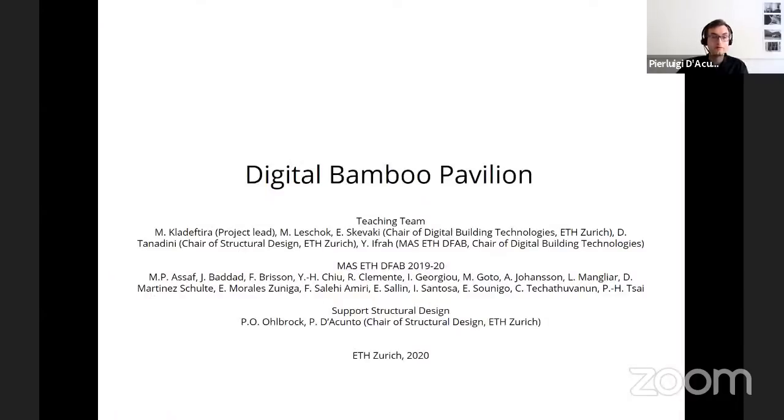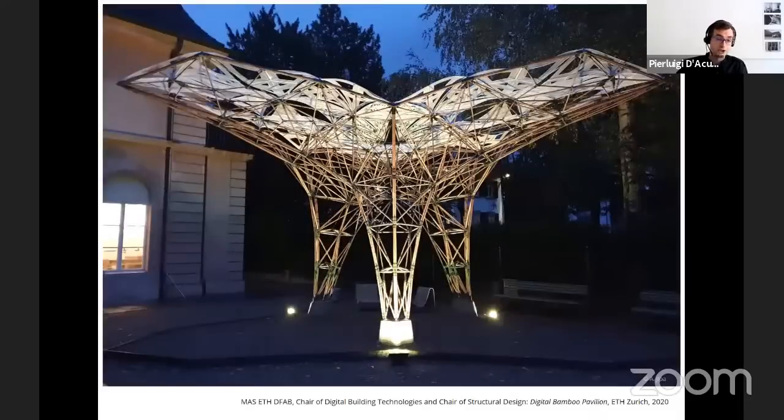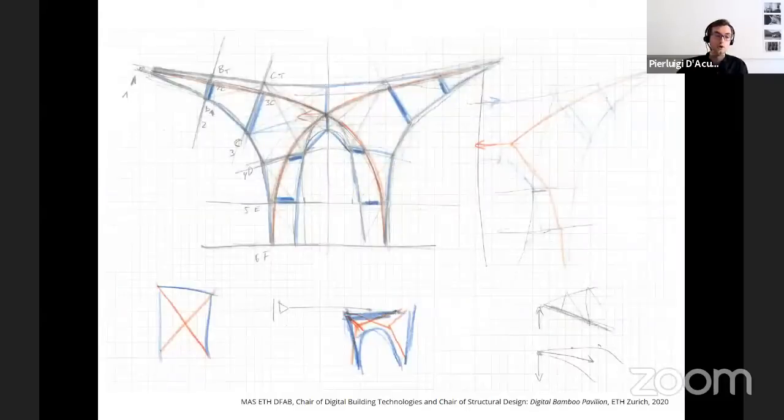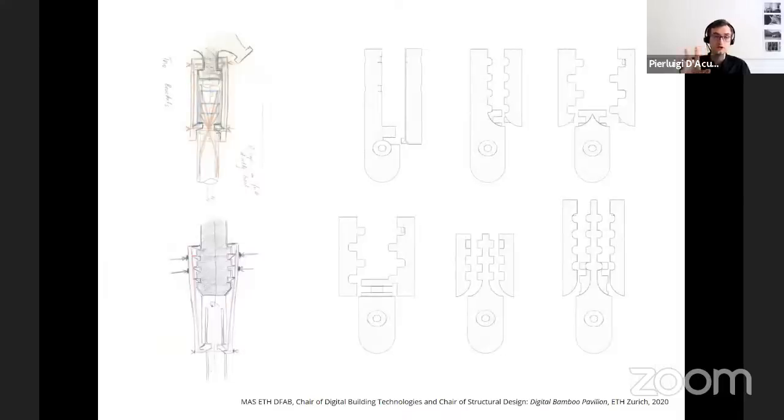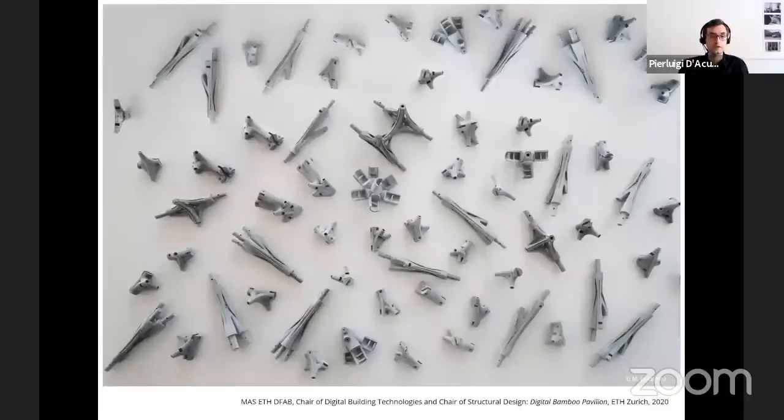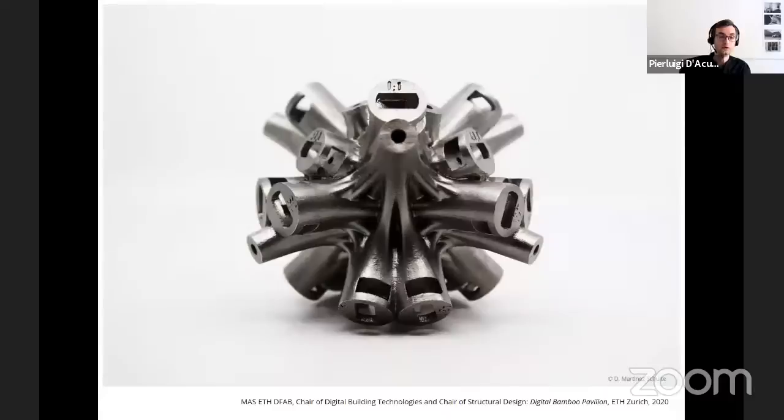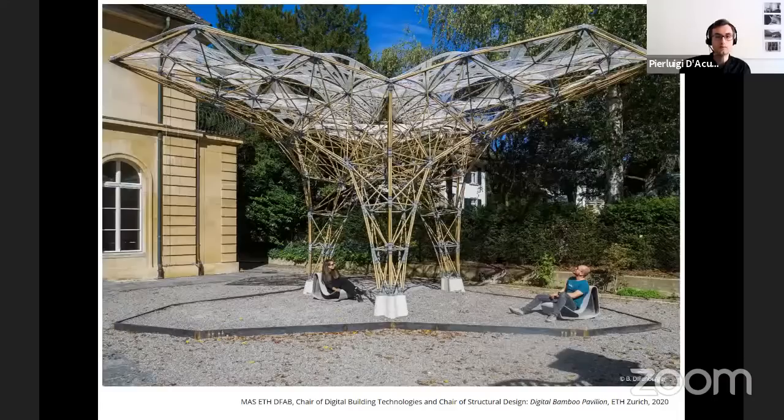Very recently, I've been involved in supporting another project for a pavilion by the MIS ETH DFAB group of students, and specifically with the chair of digital building technology at ETH Zurich. And this was for the structural design of this pavilion, the digital bamboo pavilion, in which the structure is made of bamboo poles connected with 3D printed nodes. We supported the design by introducing a post-tensioning system that was designed using graphic statics, both at the level of the global structural behavior, but also the level of the connections. These are examples of the connections 3D printed with nylon, and specifically this one here with stainless steel. As we see some pictures and impression of the pavilion.